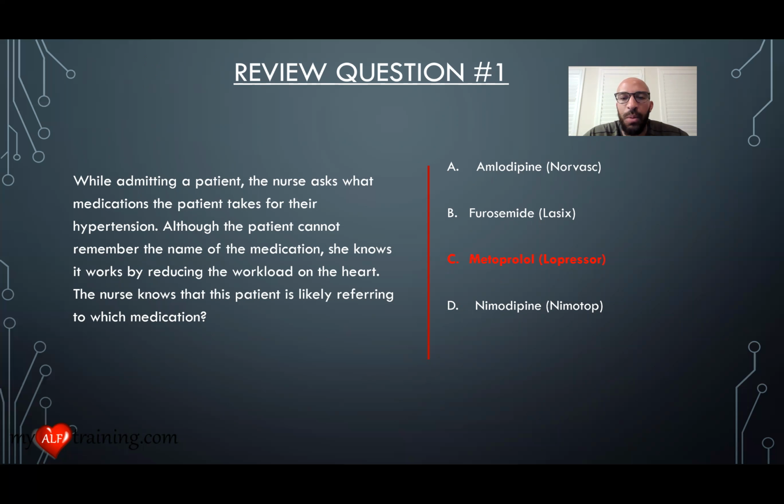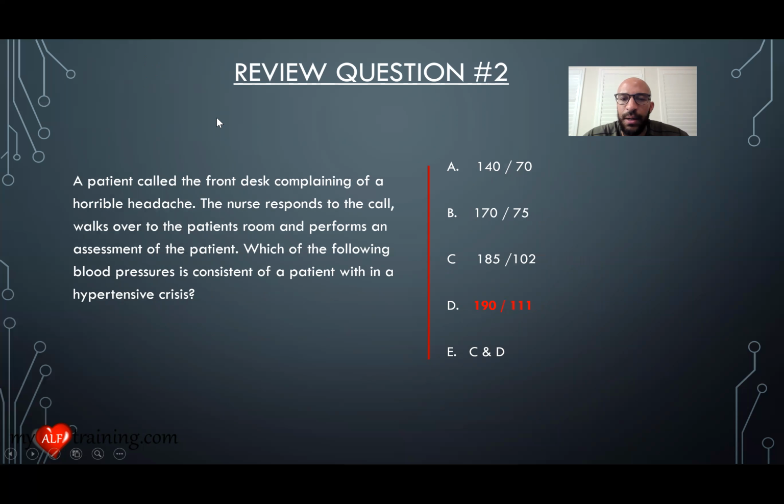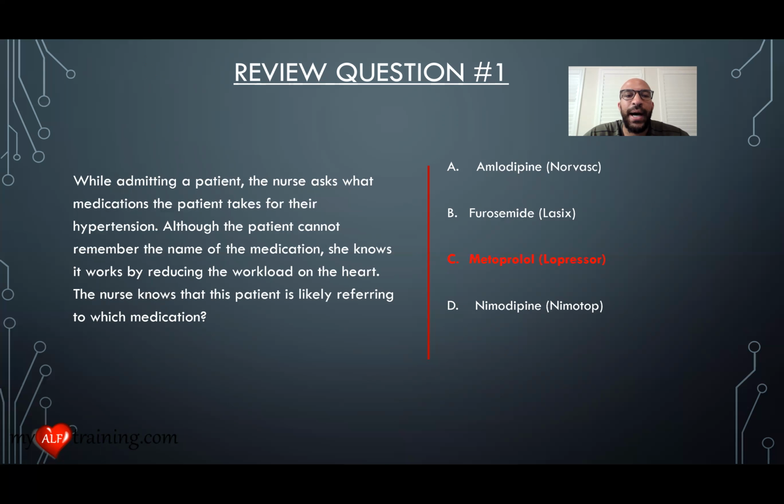So metoprolol is a beta blocker, and we talked about how metoprolol works on the blood vessels by increasing the diameter of the blood vessel and reducing the workload on the heart. And thus the heart slows down because it doesn't have to work as hard. And metoprolol was the number one medication that we talked about in that category.